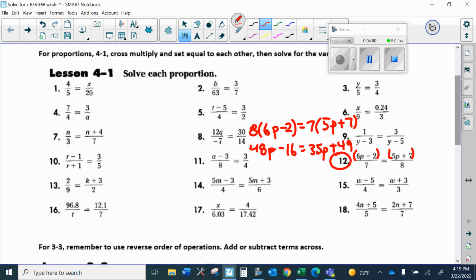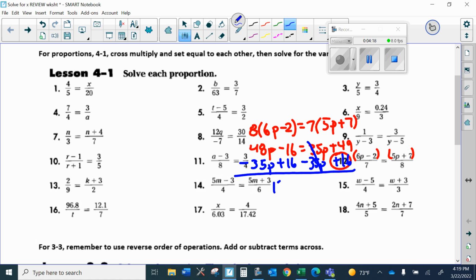Now I ask myself, which variable coefficient is smaller, the 35. I always want to take the smaller variable to the bigger number side, so that I end up with a positive. So since I'm moving the variables to the left, the constant must go to the right.